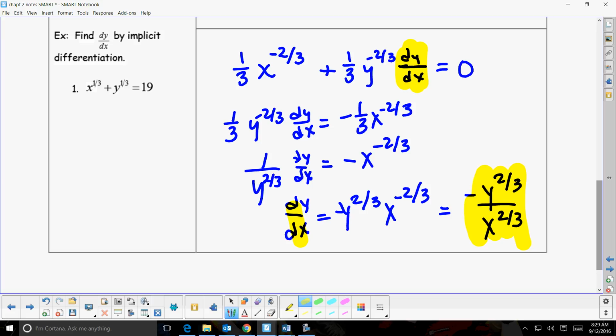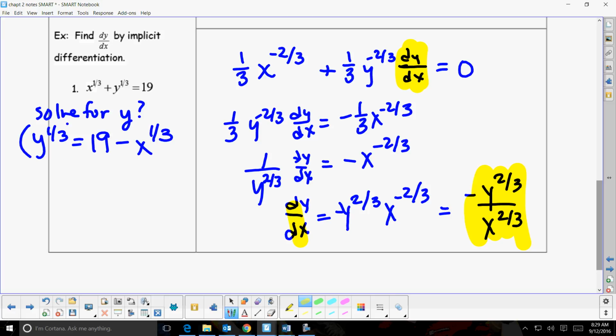Now, again, note, we could have actually solved for y. And if we can, it makes life a little bit easier, okay? But most times when it says this, we can't. So let's just solve for y first. That would be 19 minus x to the 1/3. And then what can I raise everything to? 3, right? So y would equal 19 minus x to the 1/3 all to the 3rd.